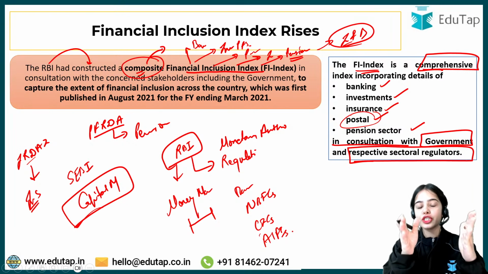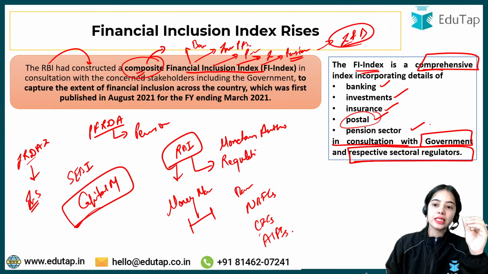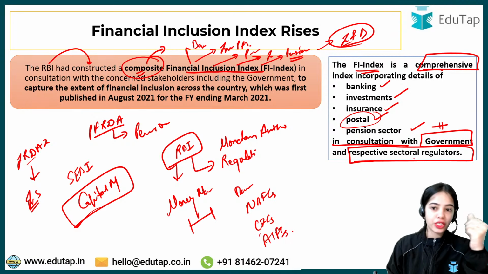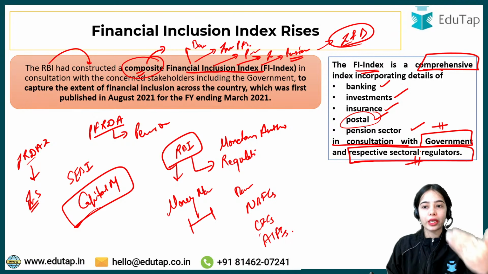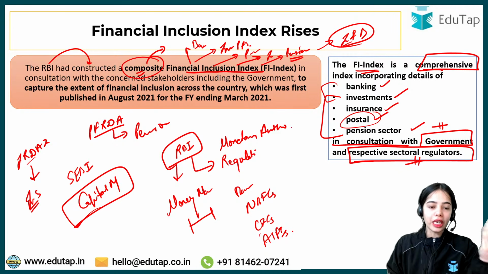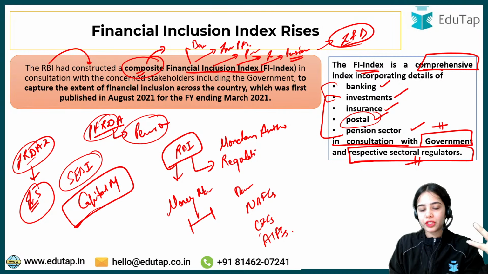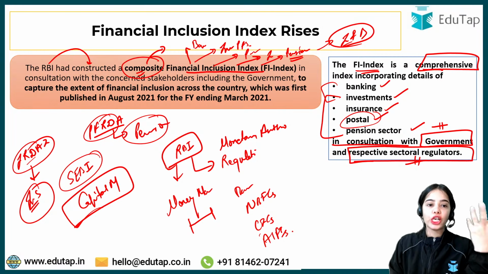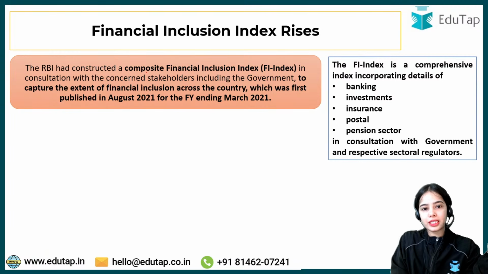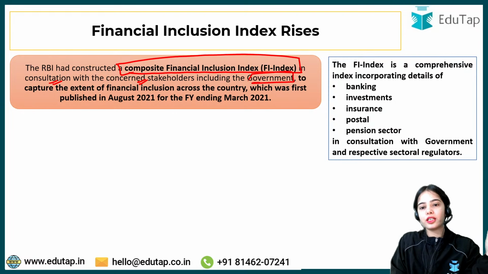So when the financial inclusion index is prepared, consultation is done with the government and with the respective sectoral regulators to get the data, the feedback, and the information about these different areas. So PFRDA for pension, IRDAI for insurance, SEBI for investment, and the government for the postal. That is why this composite index is prepared in consultation with the concerned stakeholders, including the government. Now, why is this index prepared?